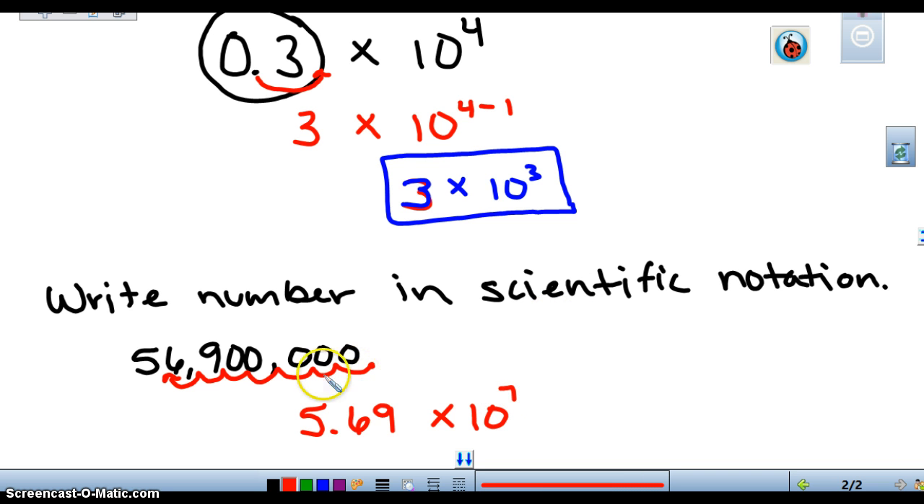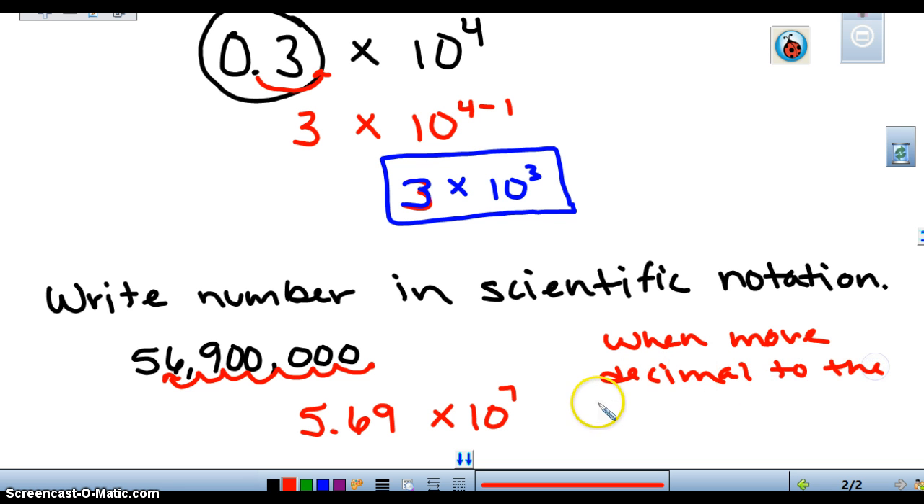So we've moved our decimal to the left and our exponent is positive, right? We move the decimal to the left, the exponent is positive.